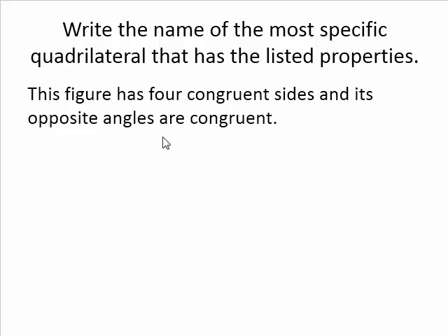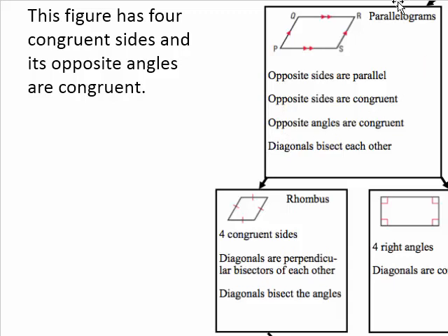Hello, in this video we're going to be using the properties of quadrilaterals to find the most specific quadrilateral that matches a given set of properties. So in this case the given set of properties is that this figure has four congruent sides and its opposite angles are congruent. So you take out your sheet with all of your properties of quadrilaterals on it, and you will notice that it matches parallelograms in that the opposite angles are congruent, but more specifically, four congruent sides would be a rhombus. Now that's the most specific shape we can get with these two properties.